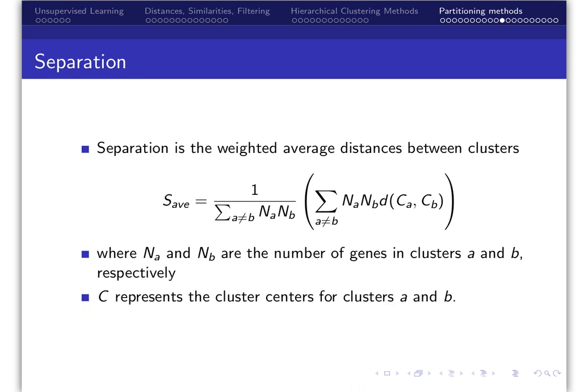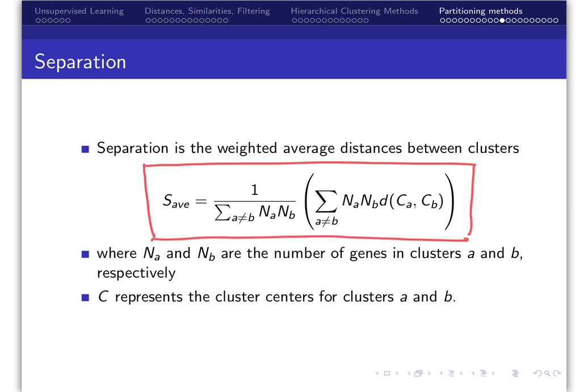Another measure is separation, which is the weighted average distances between the clusters given by this equation, where n sub A and n sub B are the number of observations in clusters A and B, respectively, and C represents the cluster centers for clusters A and B. For estimating the appropriate number of clusters, one can estimate homogeneity and separation for various values of K and look for a leveling off.